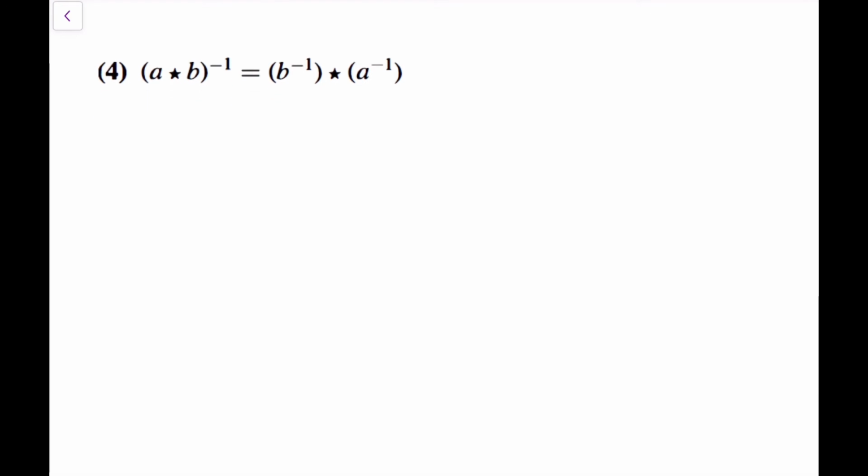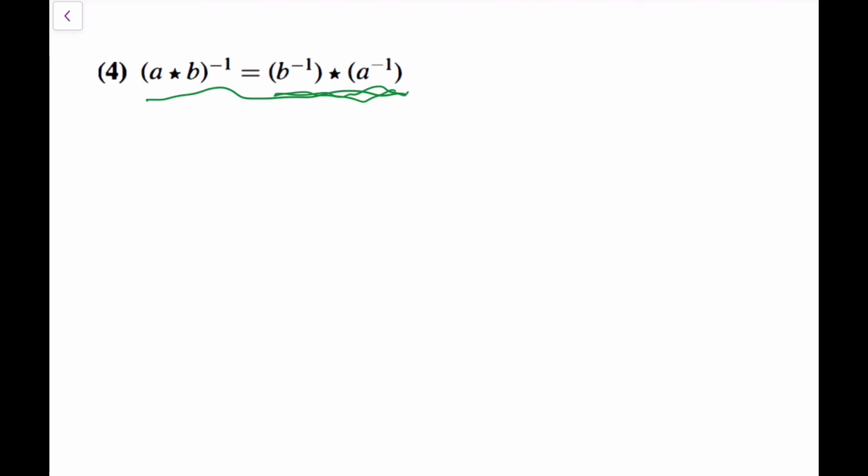Okay, then we can talk about the number 4. We can look at this equation. It says that when we do the inversion on the operation of 2 elements, it can become like the right hand side like this. It will become the inverse of B star the inverse of A. So it means when you do the inversion over this operation, the order of the operation will be switched, and then each element will be inversed.